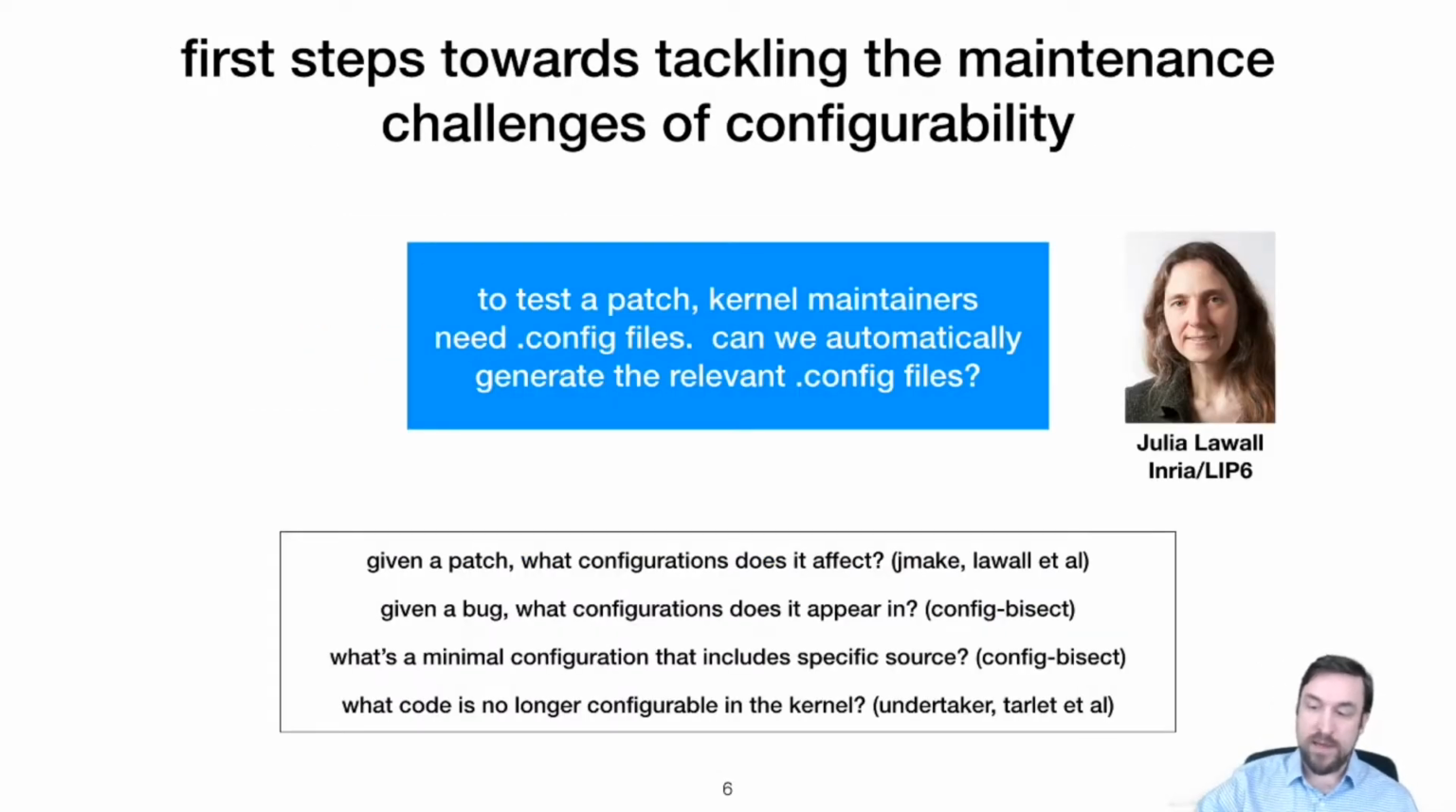So I'm not going to pretend to have a solution to all of these various challenges. But I think there are a few good first steps on the path to tackling these kinds of maintenance challenges that configurability brings. A kernel developer, Julia Lawall, who's also a software engineering researcher, posed to me this particular maintenance problem that kernel maintainers have. And that is when a maintainer gets a patch, they need a configuration file to test it. I mean, it seems obvious, right? And the question is, can we do this automatically?